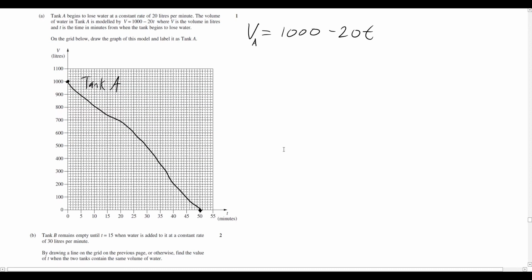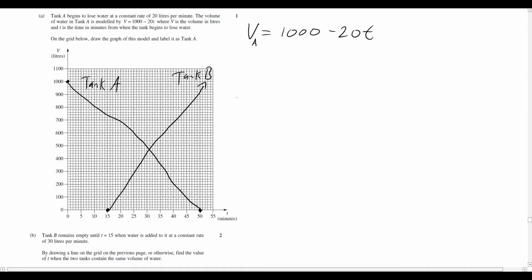Now part B. Tank B remains empty until T equals 15 when water is added to it at a constant rate of 30 litres per minute. Okay, by drawing a line on the grid on the previous page or otherwise, find the value of T when the two tanks contain the same volume of water. So it will be empty until T equals 15, so we know that we will be starting from that value there. And then it's going to go up with a gradient of 30 or so. So it should look something like that. And that's going to be tank B.